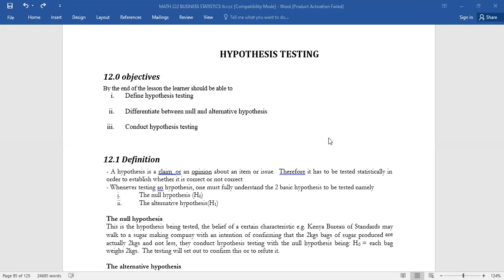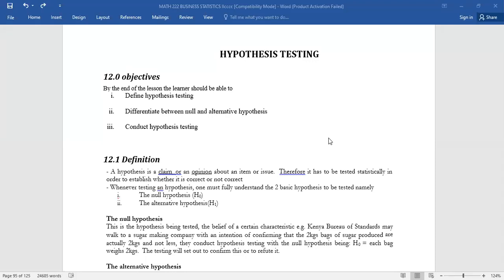I'm saying a hypothesis is a claim or an opinion about an issue or an item. And therefore, it has to be tested statistically in order to establish whether it's correct or not correct. So given a statement or some figures or some data, some statistics, we'll be able to analyze and tell whether the statistics are true or they are otherwise. So whenever testing a hypothesis, one must fully understand two basic hypotheses to be tested.